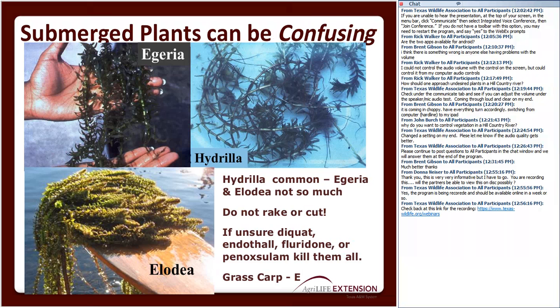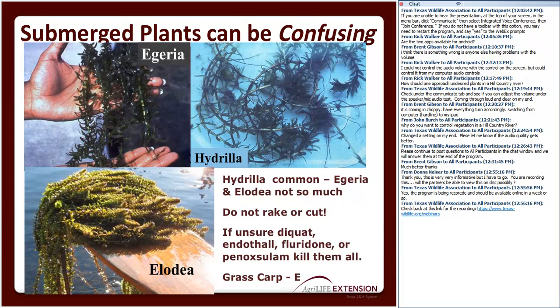Now, if you have a control issue or a management issue with these and they're taking over a pond, the first thing you should know is do not rake or cut. These species reproduce by fragmentation. So if you're breaking that plant apart and not getting every single leaf out of the water, you're actually making the problem worse. You're actually making more and more plants. And so we don't recommend any type of manual removal.